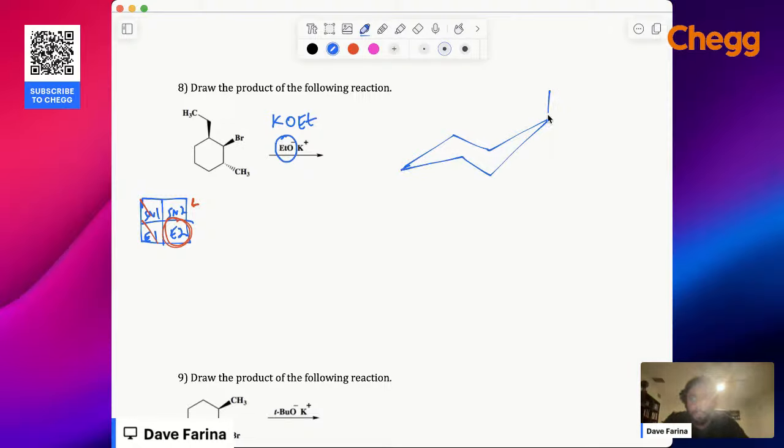I'm going to draw the bromine up. Now, if we go one clockwise, we have a methyl down. And then over here, we have an ethyl group up. So that means also we have a proton here and we have a proton here.